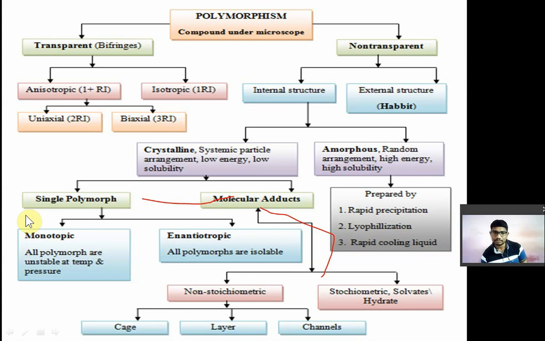Now they are further divided into two types, non-stoichiometric and stoichiometric. So non-stoichiometric means what? Stoichiometric means 1:1.